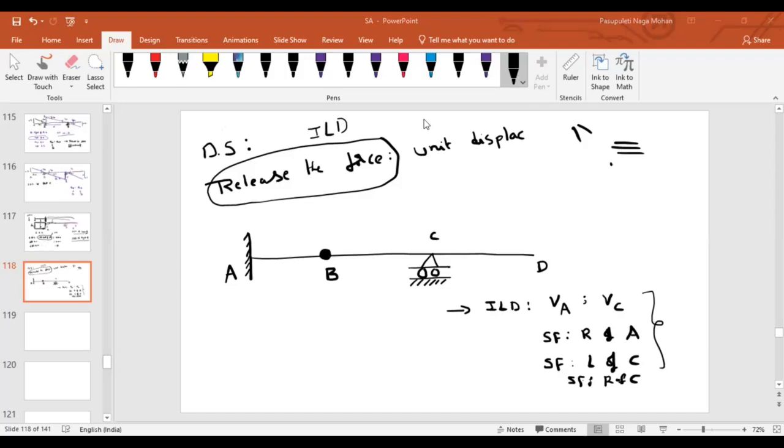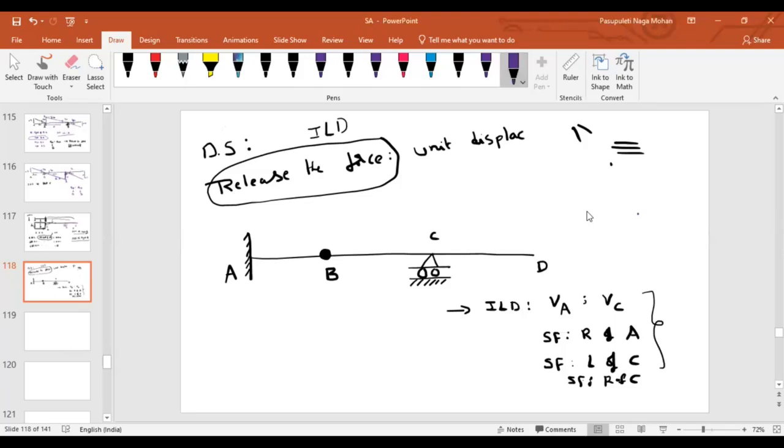I have seen your solutions, Vishnu's and Ramya's, and I found that you both have drawn the ILD for the vertical reaction at A correctly. And the vertical reaction at C, how is it going to look, do you think?